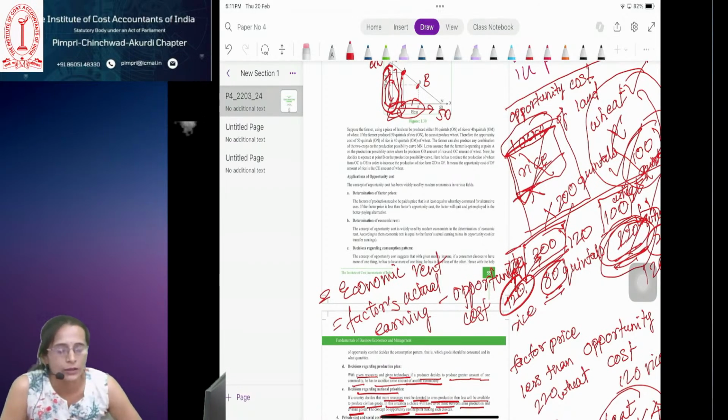Now, where else can this opportunity cost be useful? It can be useful to a producer. How can it be useful to a producer?